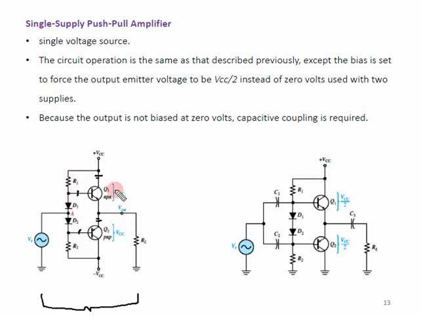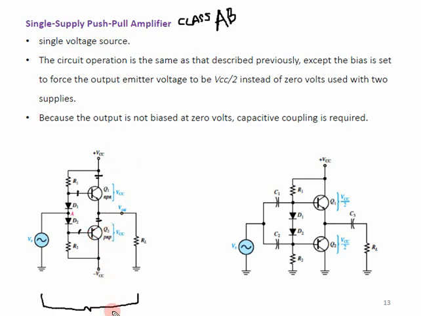So I can call this a push-pull amplifier, but it is actually a class AB amplifier, right? Remember, because we have the property of an AB amplifier that it removes the crossover distortion. So this is done. This is our push-pull amplifier, class AB amplifier.